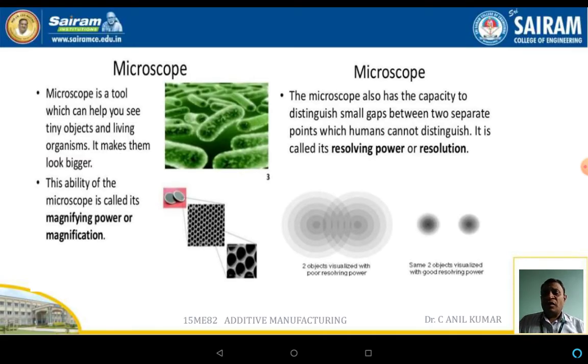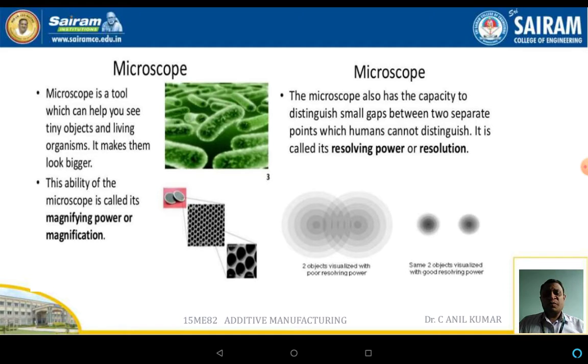Next, in this slide, we are discussing the microscope. A microscope is a tool which can help you to see tiny objects, either a living organism or a non-living organism, at a bigger size. The ability of the microscope is the magnification factor, which is represented in the form of X.